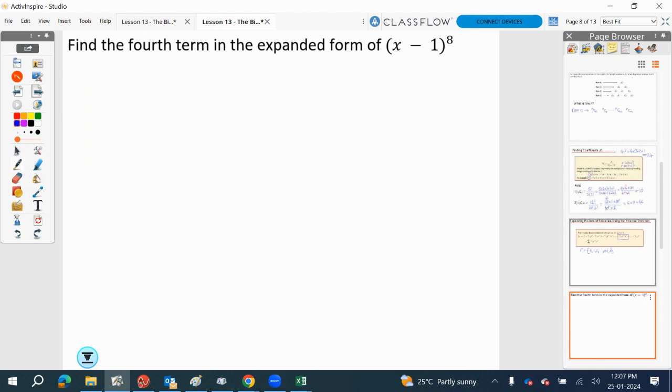Find the fourth term in the expanded form of x minus 1 to the power of 8. I shall do this one for you. We'll do this one together. Then I've got one for you guys to do on your own. So, what is the value of n? n equals 8. What is the value of r?